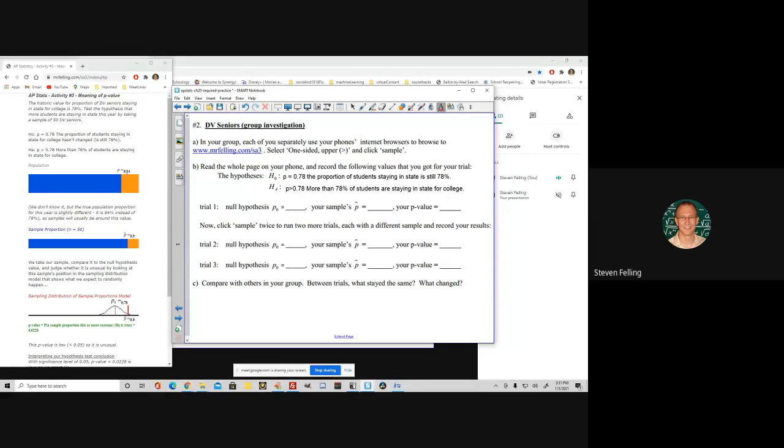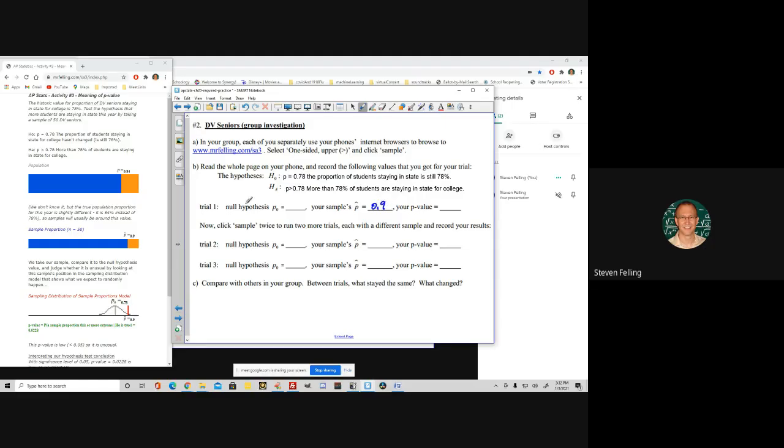So we take a sample of 50 DV seniors and we find the percentage of them that stayed in state. Now, when I ran this, I got a p hat value of 90%. So I'm going to report that for my sample over here, that I had 0.9 as my p hat value. 90% of my 50 seniors in my sample are staying in state for college. Now, when you run this program, you're going to get something different, so you want to write that value down here.